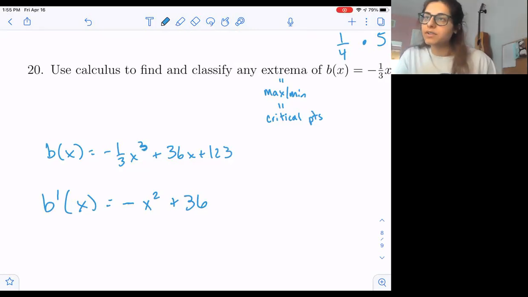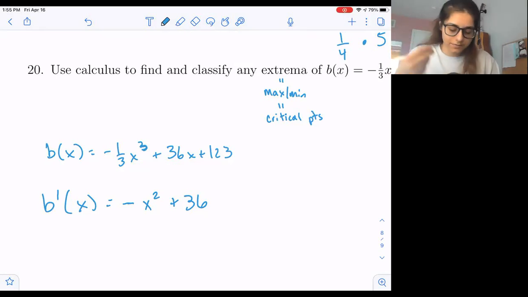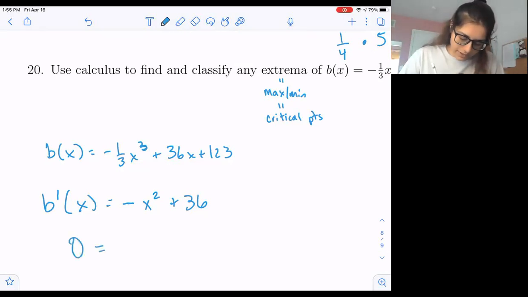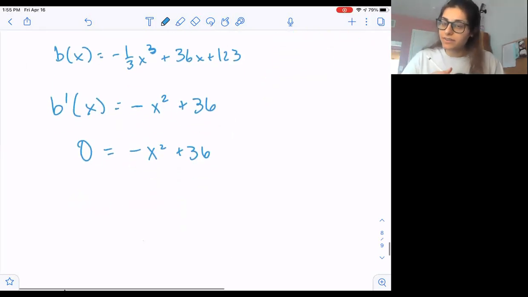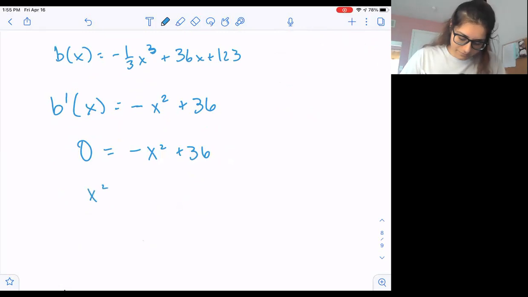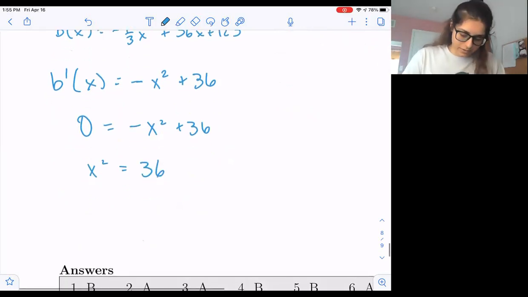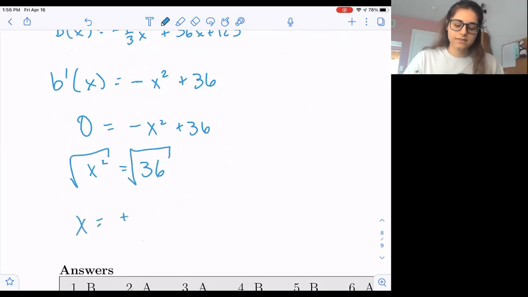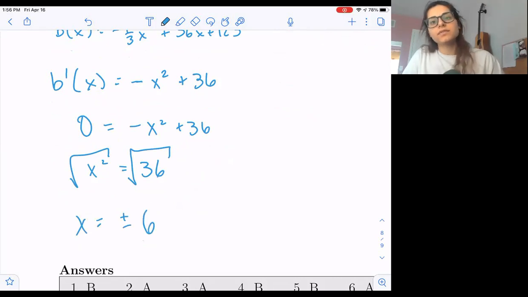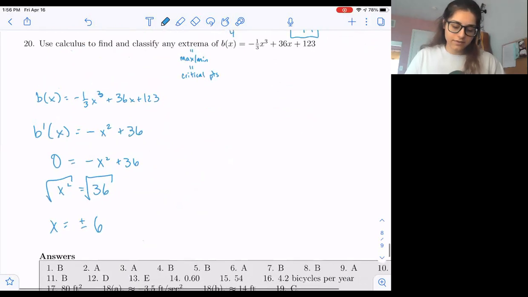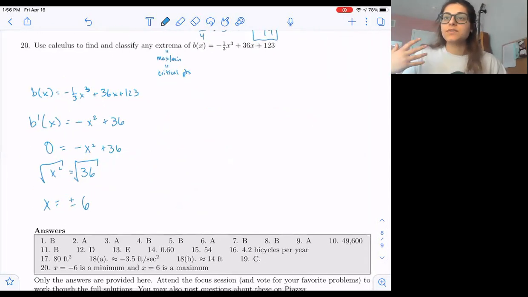And then when we want to find critical points, we set that equal to 0. So 0 equals negative x squared plus 36. I'm going to move the x squared over to the left. And then take the square root of both sides. Square root. So we'll get x equals plus or minus 6. Remember, when you take the square root, don't forget plus or minus. Okay, so those give us our critical points, which are potential maximums and minimums.